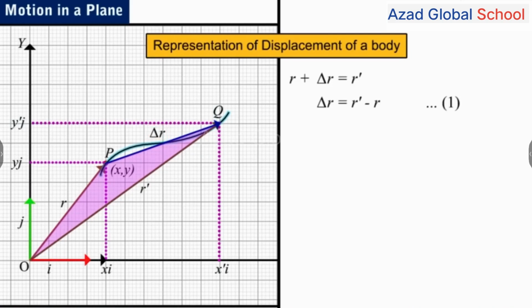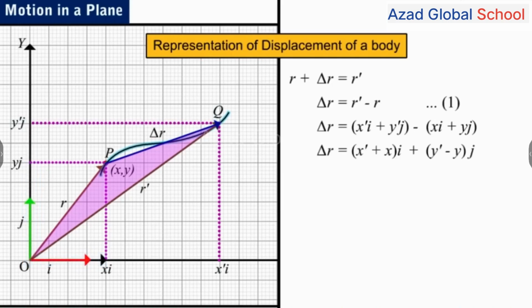We can write equation 1 in component form as delta r is equal to x dash i plus y dash j minus (xi plus yj), which is equal to (x dash minus x) i plus (y dash minus y) j.